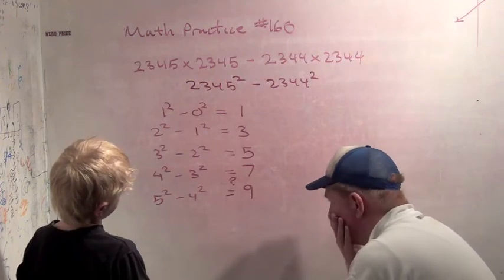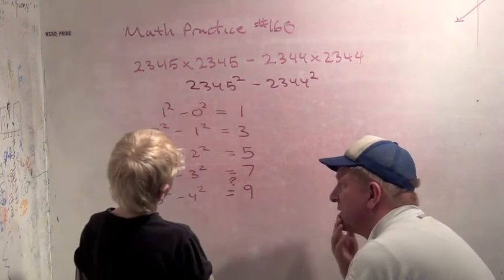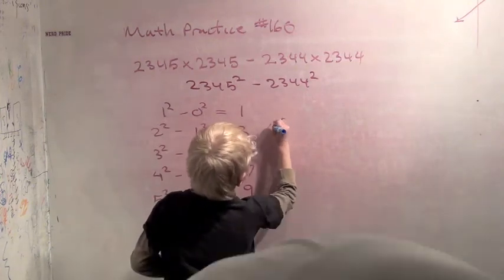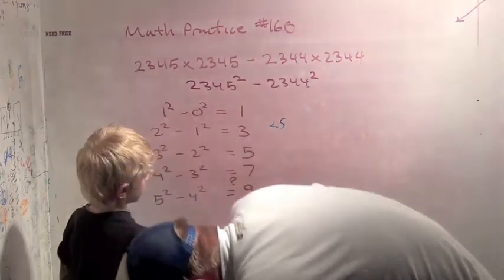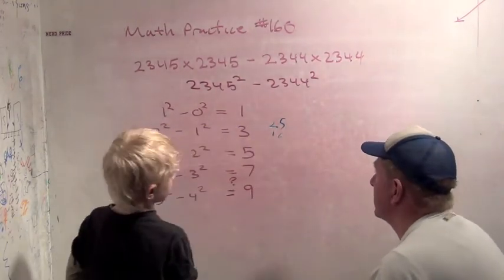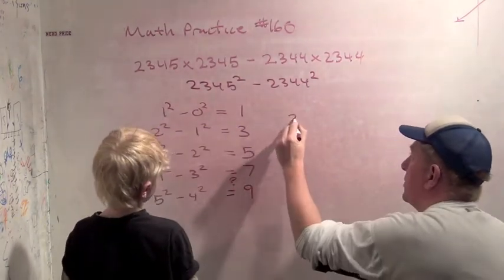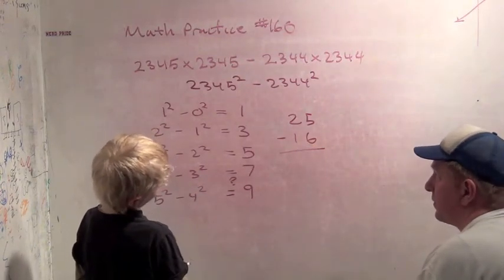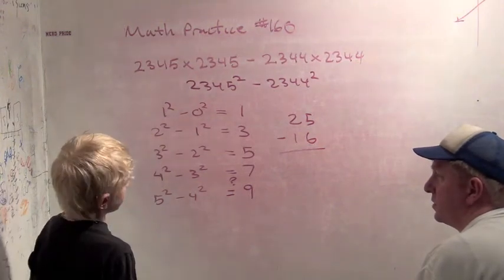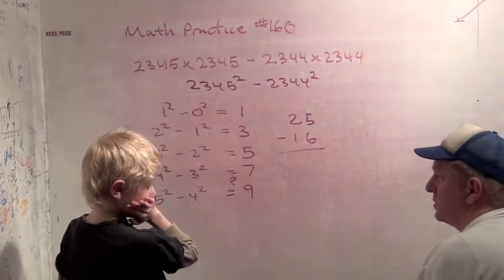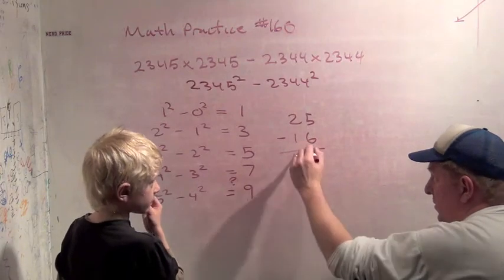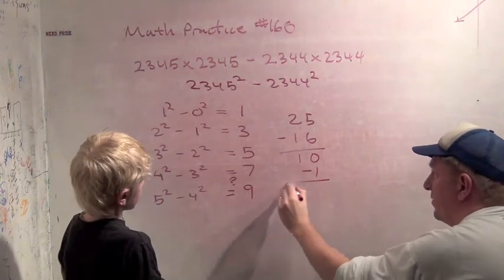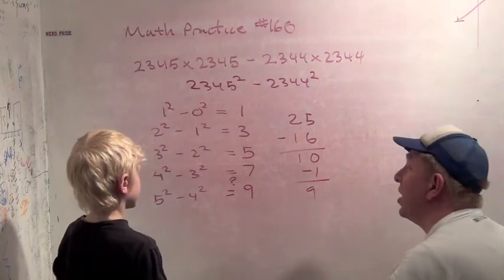25 minus 16. Okay. Well, we could write that. Those are some pretty big numbers, so maybe we should write that out. 25 minus 16. So what does that equal? 20 minus 10 is 10. And then 5 minus 6 is minus 1. And 10 minus 1 is 9. Hey, it is 9. Awesome.